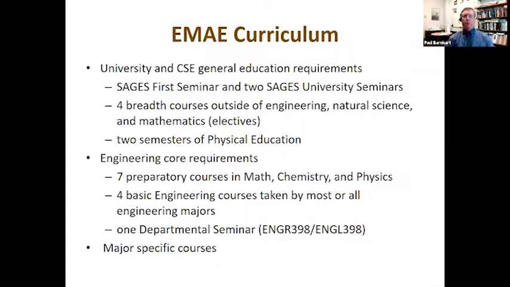Now, there are some engineering core requirements that students take typically in their first year. It involves 7 preparatory classes, really first and second years, in math, chemistry, and physics. There are 4 math classes in calculus, 1 chemistry class, and 2 physics classes you have to complete. That's the 7. Then there are 4 basic engineering courses taken by most or all engineering majors, and it does differ a little bit from department to department.